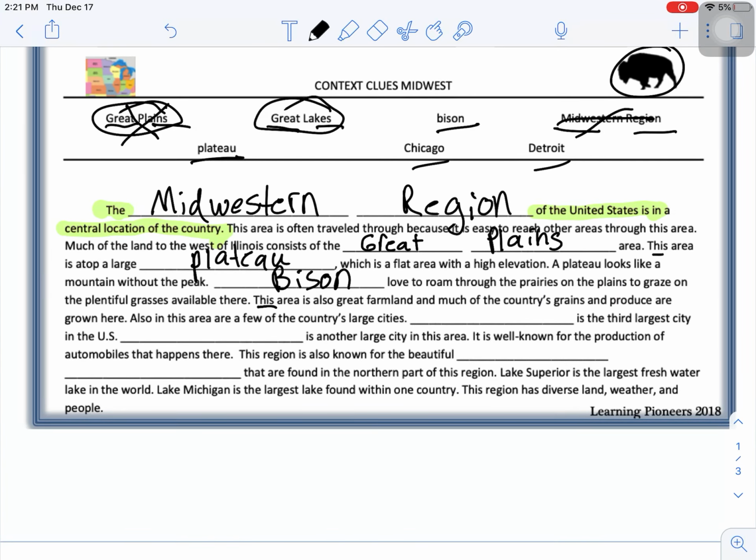This area is also great farmland, and much of the country's grains and produce are grown here. Also in this area are a few of the country's largest cities. Blank is the largest city in the United States. This one might be tricky. We're going to be looking at 2 cities up here, either Chicago or Detroit. Which city do you think is bigger, Chicago or Detroit?